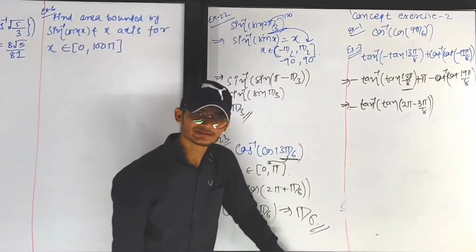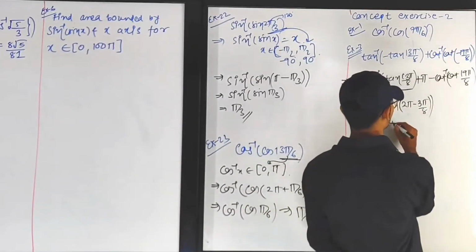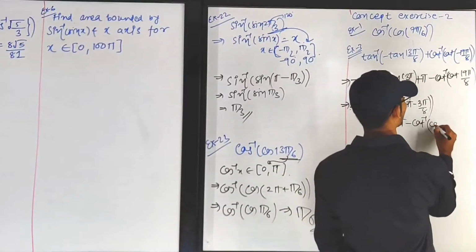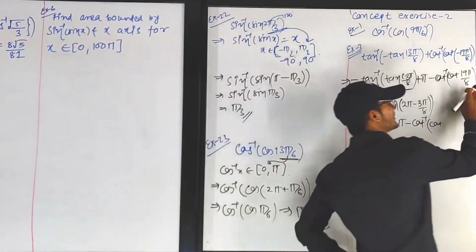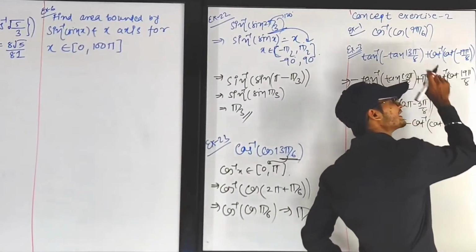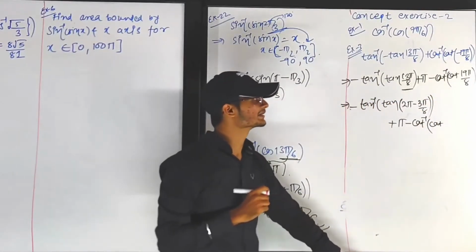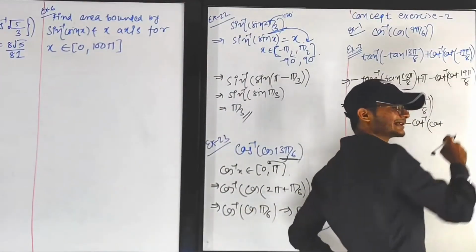16 minus 3, 13 pi by 8. And pi minus cot inverse of cot. Here also in a similar manner, 19 pi by 8 does not belong to the range of the cot inverse. Range of the cot inverse, that is 0 to pi, means 0 to 180. But 19 pi by 8 angle, that is greater than 180.